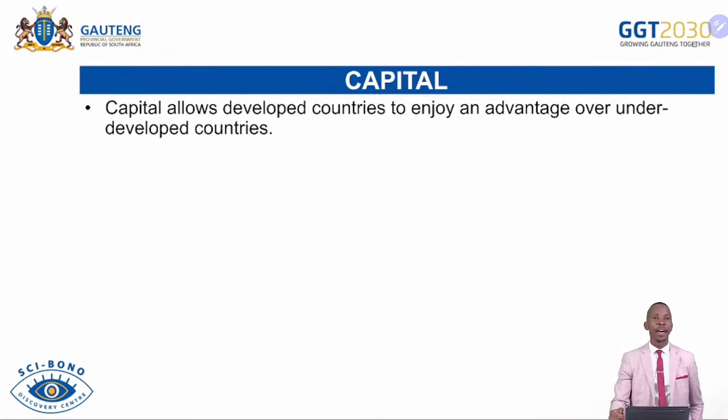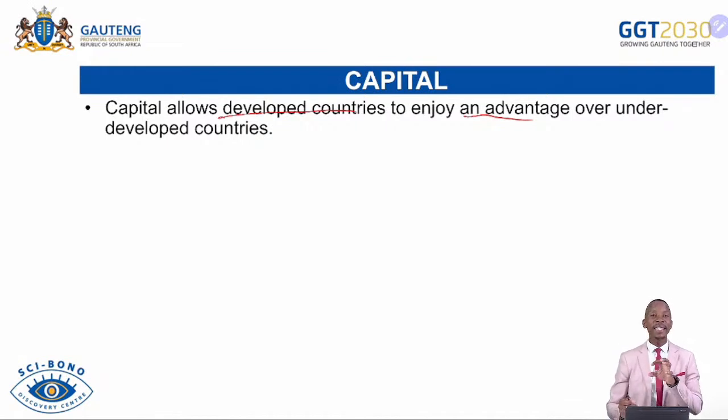We know that capital simply allows countries to be able to produce whatever they want at any time. Mostly we know that developed countries always enjoy an advantage over developing or underdeveloped countries in terms of technology. Developing countries are lacking technology, they are lacking machinery necessary to process their raw materials into finished goods. That's why developing countries find themselves being manipulated by developed countries.